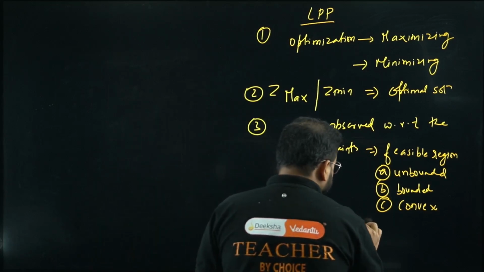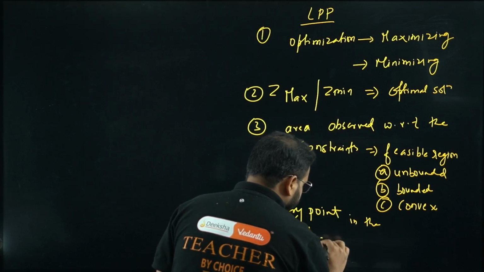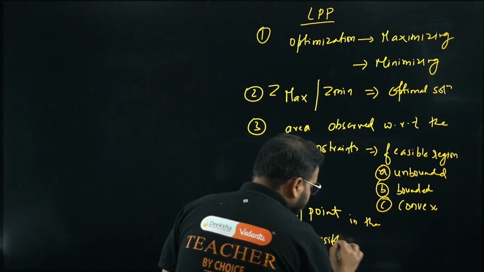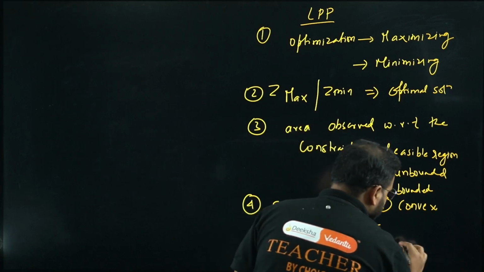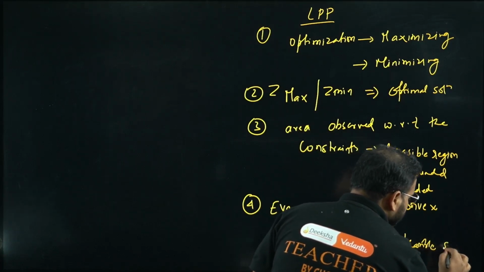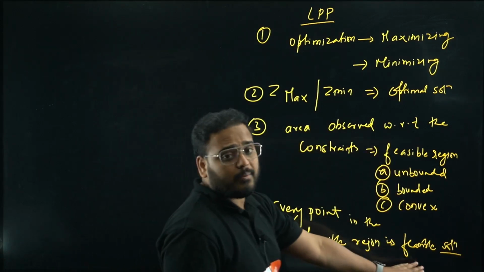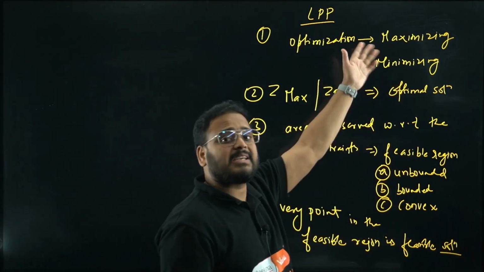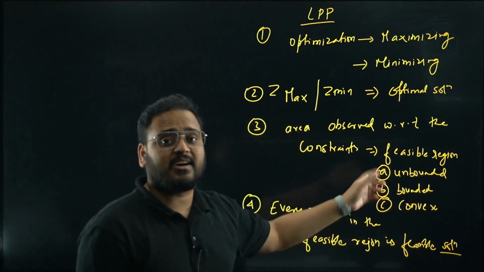Every point in the feasible region is a feasible solution. Okay. Not optimal. This is not optimal. Optimal is different. Whether maximum, minimum, I'm not talking about that. It will be part of the solution, which means it will satisfy the constraints.